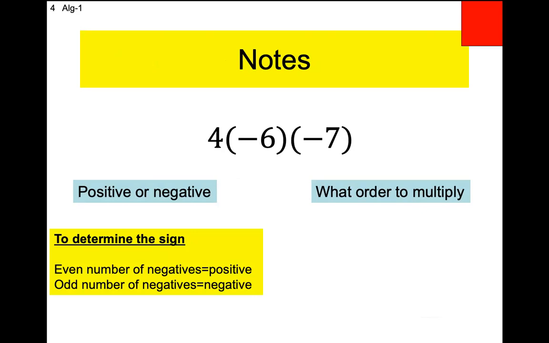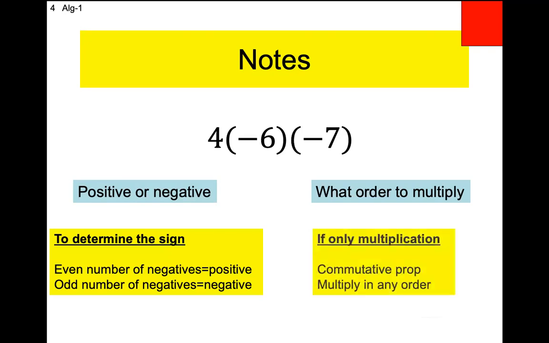Hey, I should see a pencil moving somewhere. But if there's an odd number, the answer is negative. Now I don't need to worry about it. I can just concentrate on multiplying the numbers together. I know the answer is either positive. Oh, by the way, the answer positive or negative here? It's positive. Now I just need to multiply 4 times 6 times 7.